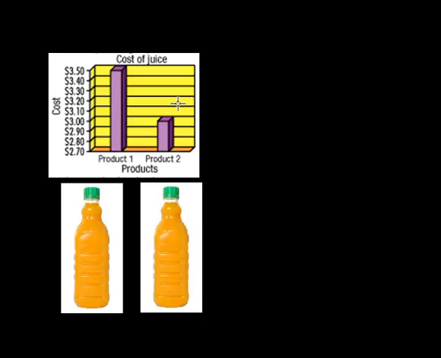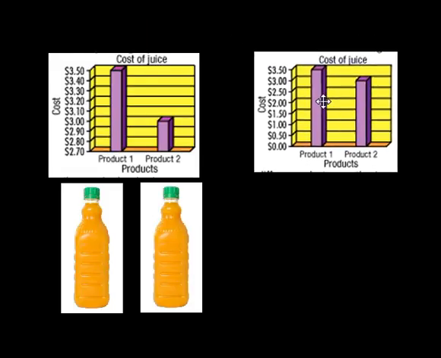If you're just looking at this graph visually, sure, it's going to look like product 2 costs less than product 1 by a dramatic amount. However, if you look a little bit more closely at the vertical axis, you're going to see that the price does not start at 0 like you typically do in math class. It starts at $2.70 and moves up in increments of 10 cents till you get to $3.50. So let's take a look at a little bit more accurate graph.